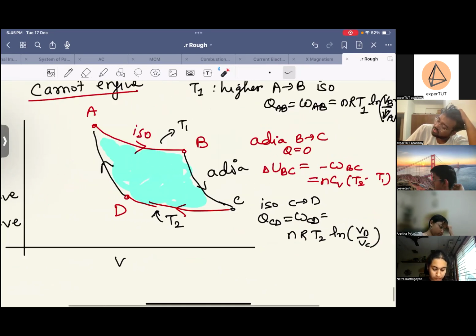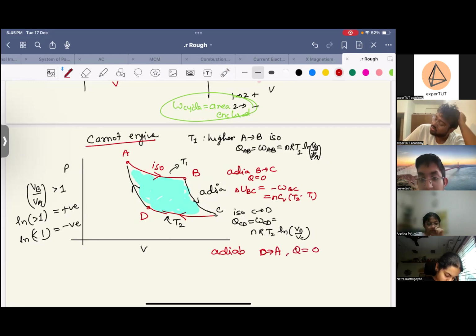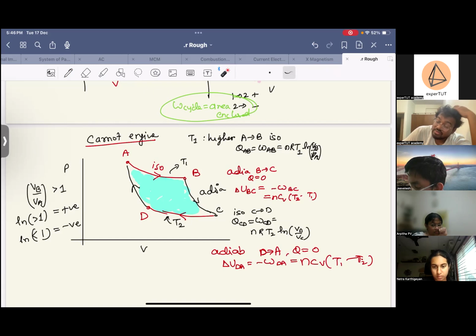So this is for the work done in isothermal, and the last is again adiabatic compression from D to A. In D to A, Q is zero again, so delta U_DA is equal to minus W_DA is equal to nC_V (T1 minus T2). Delta U is nC_V delta T: final temperature is T1, initial is T2. Note that C_V is one thing, C subscript V, not C and V multiplied. Don't make this mistake. Understood?